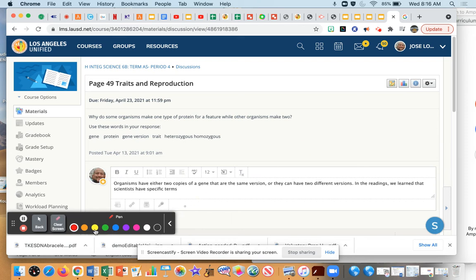And so we want to type there: in the readings, we learned that scientists have specific terms to describe these combinations of gene versions. They can either be heterozygous or homozygous.